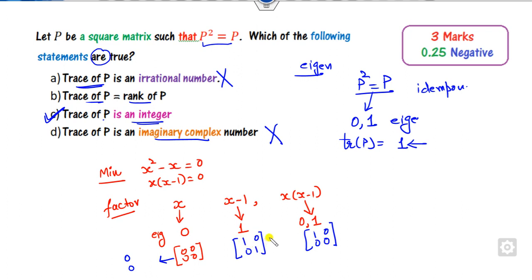What is the rank of this matrix? 2. The sum of the eigenvalues is 2. Rank is 1, the sum of the eigenvalues is 1. So both are the same. So this is also a correct option. Otherwise, once you rule out, and more than one answer is correct, we already computed this. The only one pending, so you can tick them.